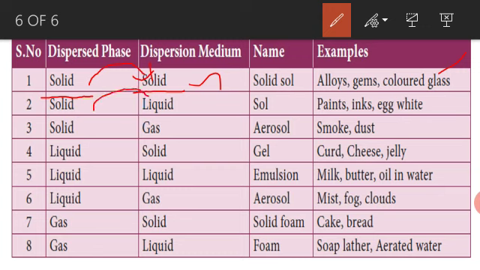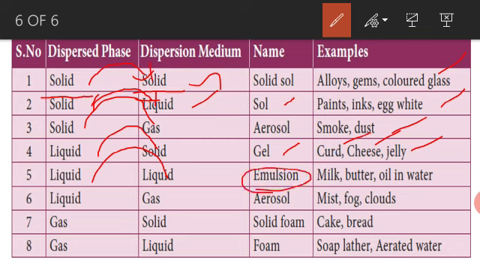Next, solid in liquid, solid dissolved in liquid. This is the dispersed phase and this is the dispersion medium. It is called the sol. For example, paint, inks, egg white. Next, solid in gas, aerosol, smoke, dust. Liquid in solid, liquid is the dispersed phase and dispersion medium is solid. Name is gel. For example, curd, cheese, jelly. Liquid in liquid, liquid mixed with liquid, that is called emulsion.